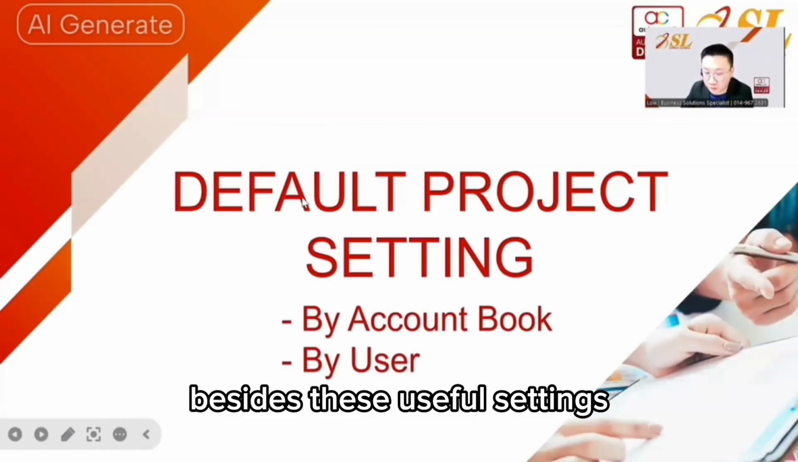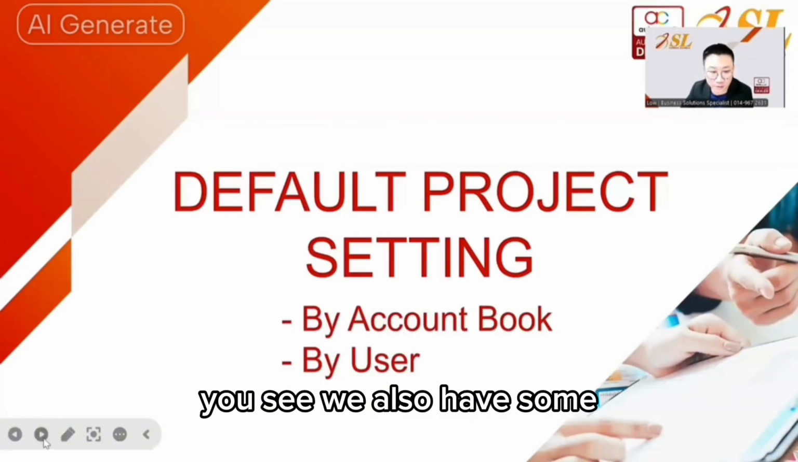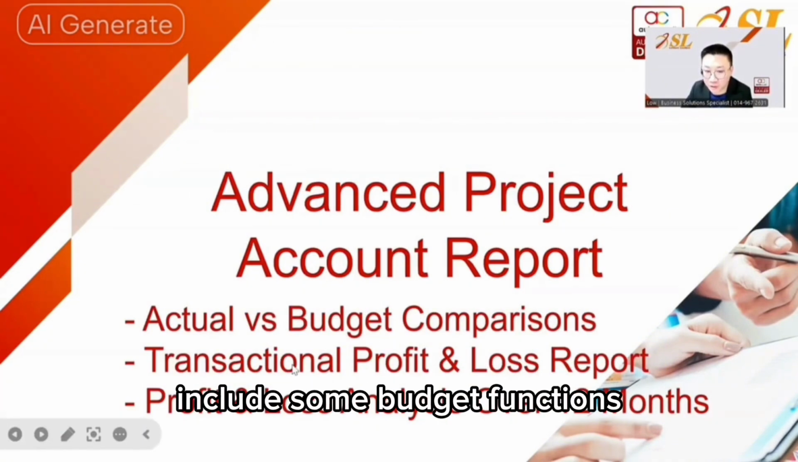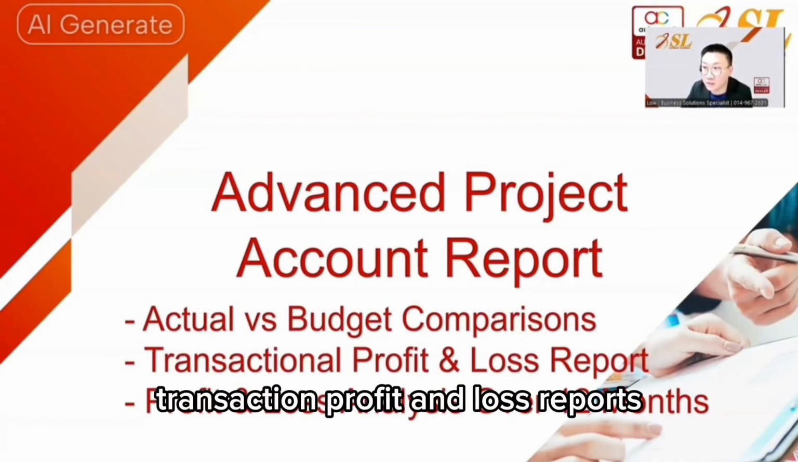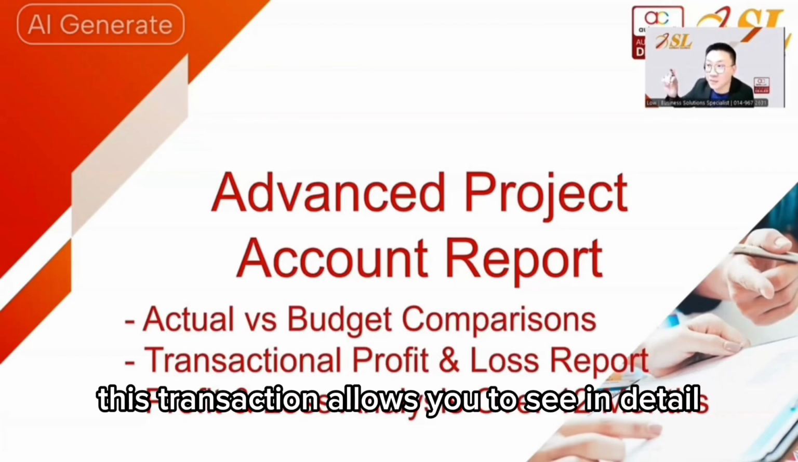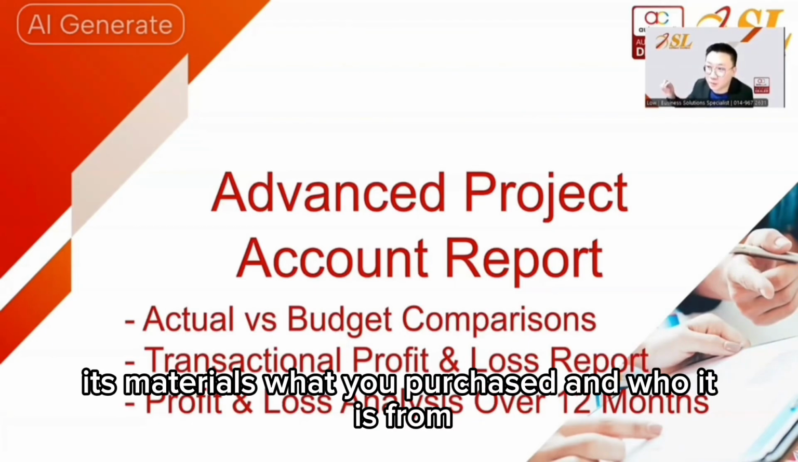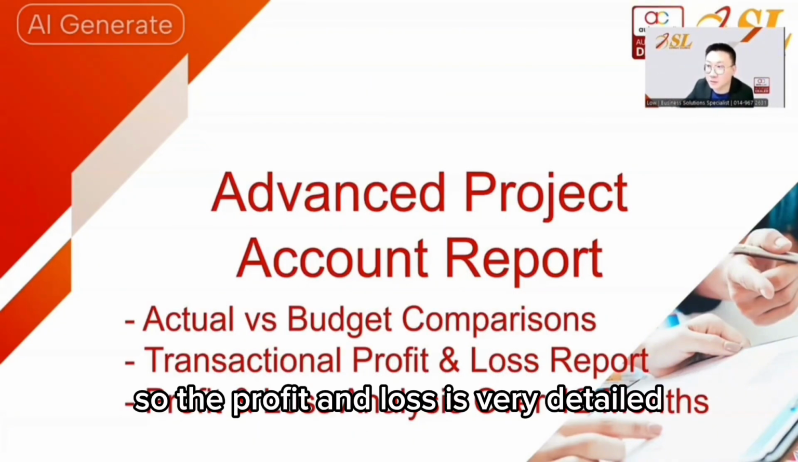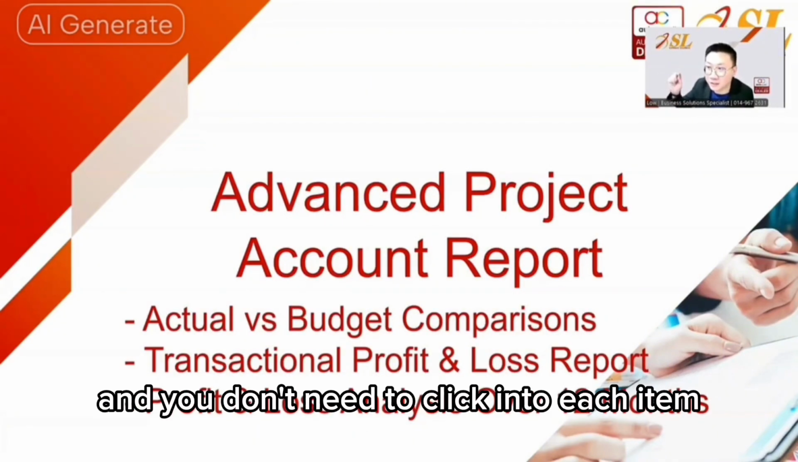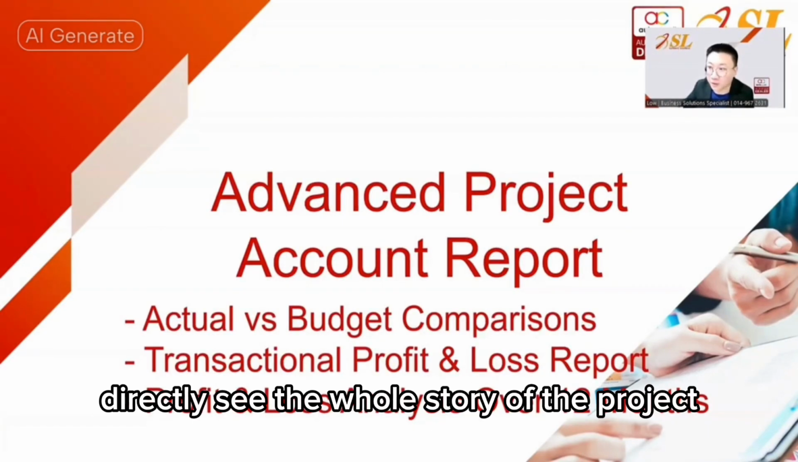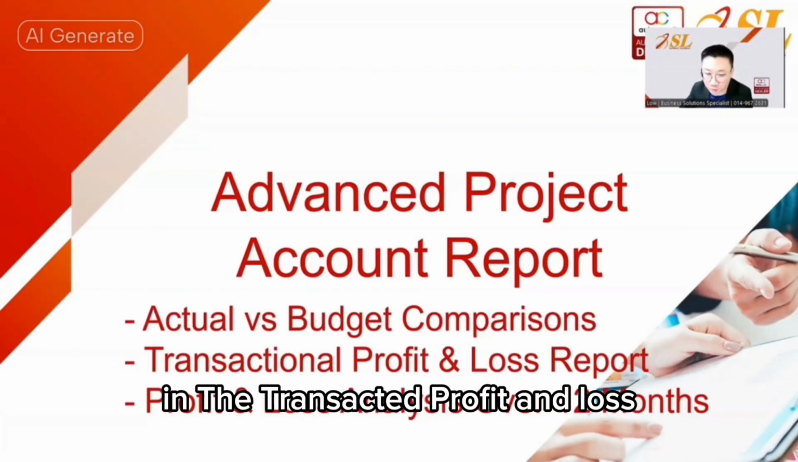Besides these useful settings, we also have some useful project features. These include some budget functions and transaction profit and loss reports. This report allows you to see in detail what this build includes, its materials, what you purchased, and who it is from. So the profit and loss is very detailed and you don't need to click into each item. You can directly see the whole story of the project in the transacted profit and loss.